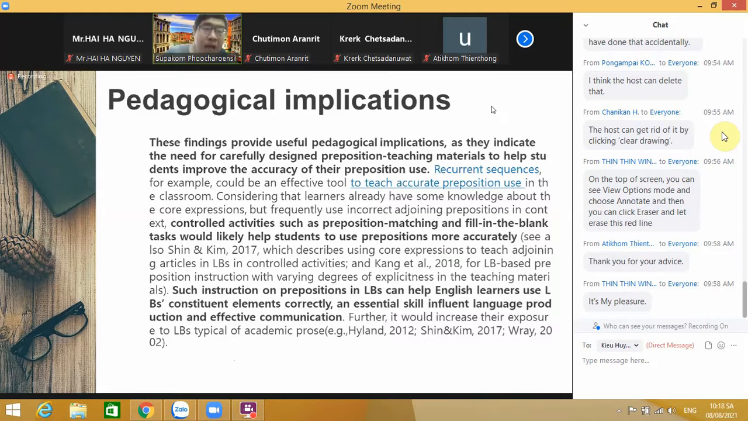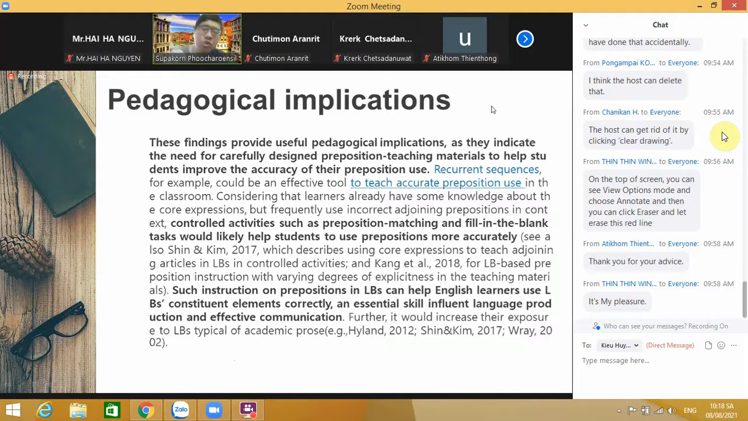So this is an example, right? These findings provide useful pedagogical implications. This is from the last paper that I exemplified. They indicate the need for carefully designed preposition teaching. This is about prepositions, after the corpus-based study demonstrated the lexical bundles that are preposition-based. And some of them are wrongly used by L2 learners, but they occur with high frequency and they are recurrent. That's why teachers should teach them how to use these prepositions correctly, something like that, right?